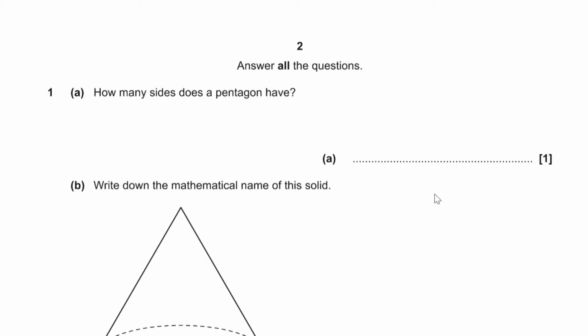Question number 1. Part A. How many sides does a pentagon have? Here is a pentagon. We have 1, 2, 3, 4, 5 sides. A pentagon has 5 sides.